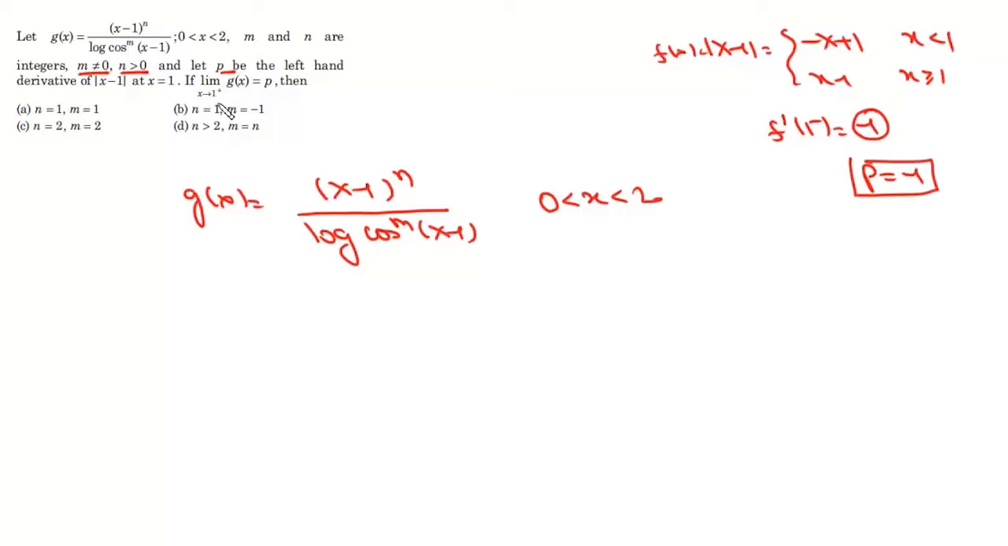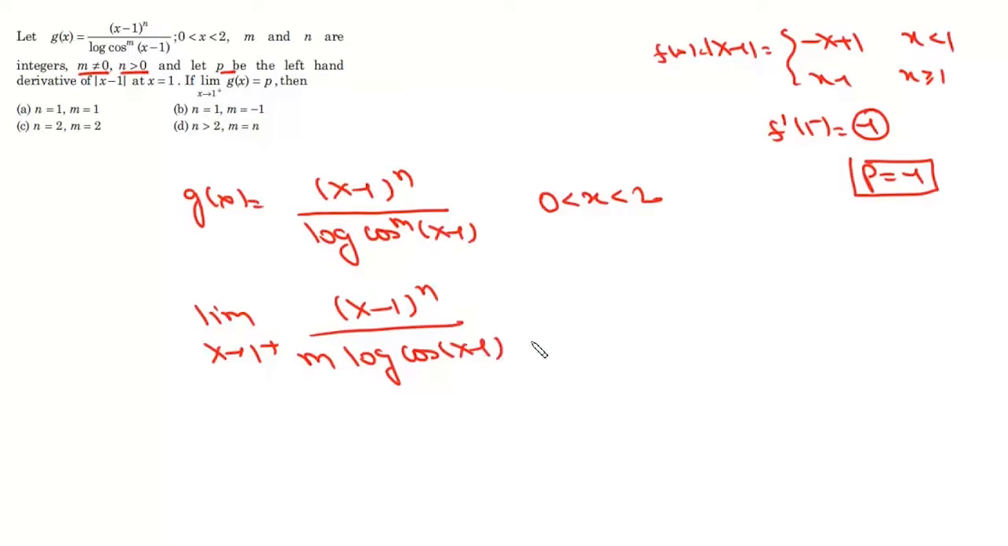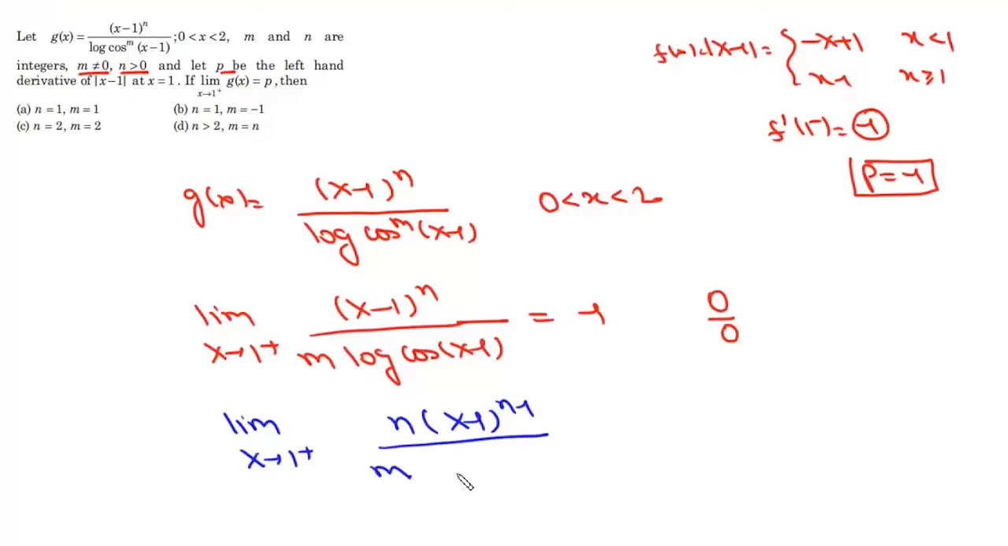So that means value of p is minus 1. Now it says limit x tends to 1 positive g(x) is p. So this limit x tends to 1 positive (x minus 1) to the power n, and here we'll take this power out, so it will be m log cos(x minus 1), and this is equal to minus 1. Now this is 0 upon 0 form. We'll use L'Hopital's rule, so it will be this limit x tends to 1 positive, and this is n (x minus 1) to the power n minus 1, and this is m, and this is 1 upon cos, and derivative of cos is minus sin, so it will be minus tan(x minus 1), and this is equal to minus 1.